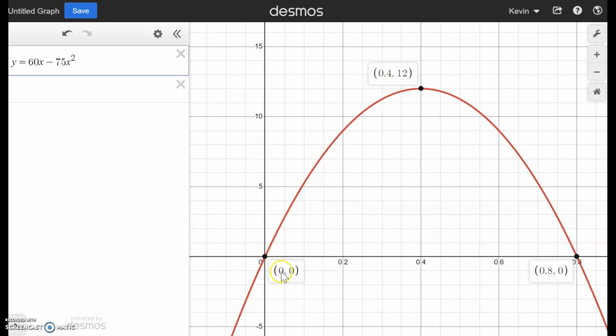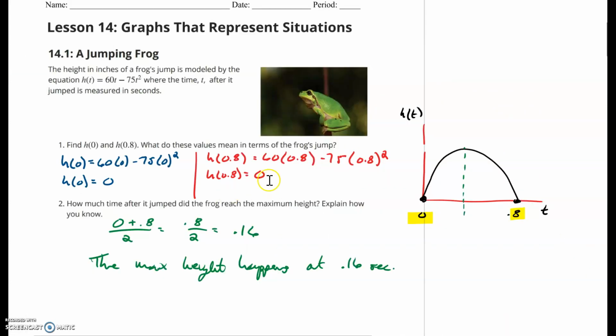Okay, if I click on my graph, I got all three very important points here. I see at 0 seconds, it's 0 feet high. The frog jumps. It reaches a maximum at 0.4 seconds and then comes back down and it hits the ground at 0.8 seconds. So we can come back here and we can change this. I multiplied by 2 instead of dividing. Half of 0.8 is 0.4 seconds. Okay, so that's the very first problem that we have here.